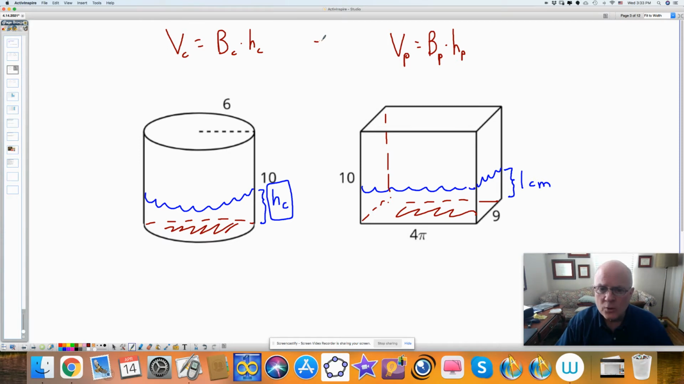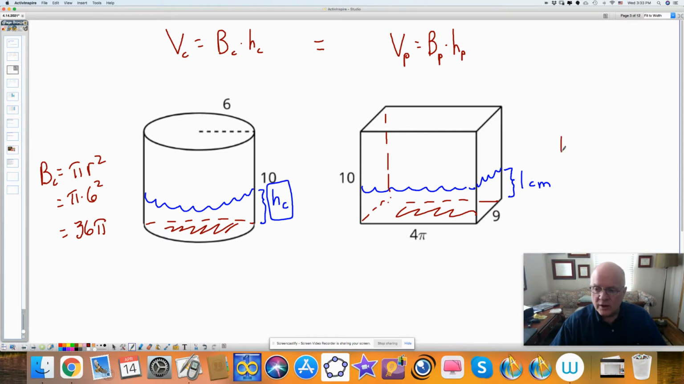And these two are equal because I'm taking the water from the one and dumping it into the other. So the volume I have in the one should equal the volume of the other. Well, what is the area of the base here? The area of the base of this is pi r squared. So it's a circle. I have pi times 6 squared, which is 36 pi square centimeters. I'll leave it in terms of pi. I don't need to go any farther than that.